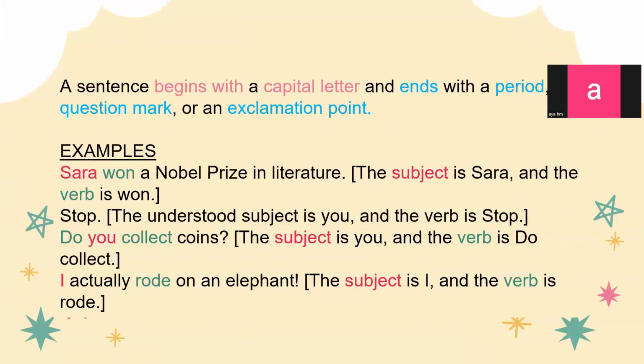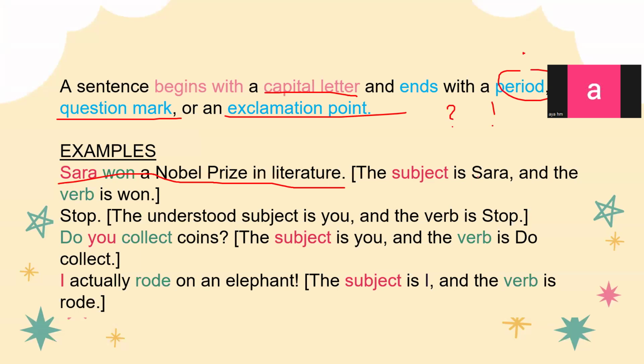Okay, so a sentence begins with a capital letter and it ends with a period. This is the period. Or a question mark or exclamation point. The question mark is like this, and the exclamation point is like this. In here, for example, Sarah won a Nobel Prize in literature. The subject is Sarah, and the verb is won. So it is a complete sentence. Stop. The understood subject is you, and the verb is stop.